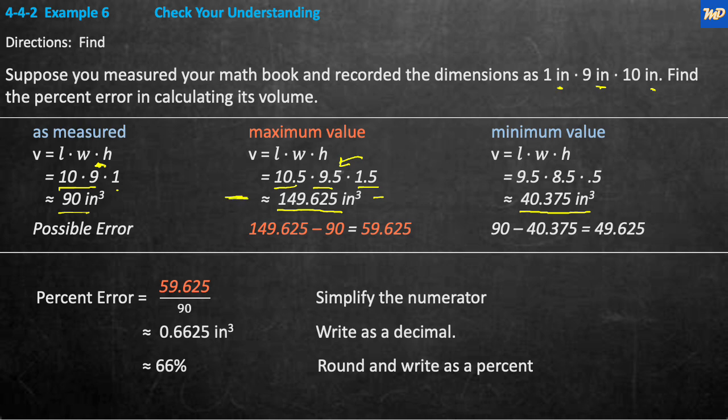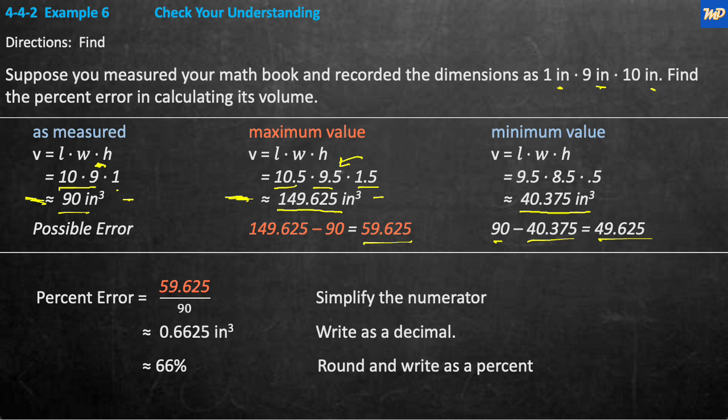149.625, it's this one here, minus the 90, which is way over here, and you're going to get 59.625. And for the minimum, you're going to do what? You're going to start with the 90 here, and you're going to subtract the smallest value from it, which is the 40.375. 90 minus 40.375 is 49.625.